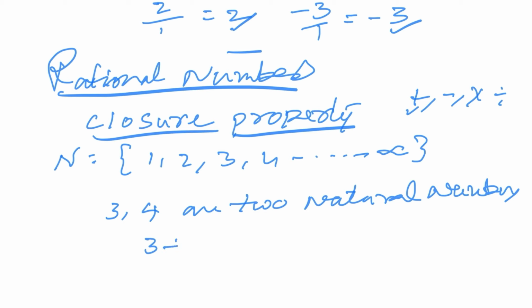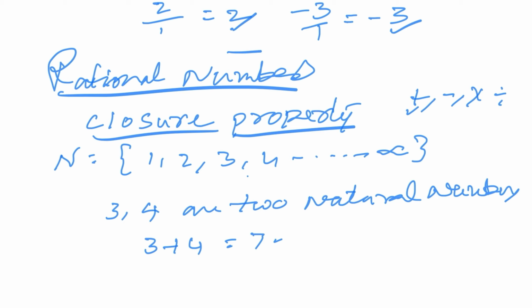So 3 plus 4 is equal to 7. We performed the operation of addition. 3 plus 4, what is the result? 7. 3 and 4 are taken from this set. The result, 7, is also found in this set. 1, 2, 3, 4, 5, 6, 7, the next number comes, because we kept dots like this. 7 is there in the set of natural numbers. Do you understand this? 7 is also present in the set of natural numbers.